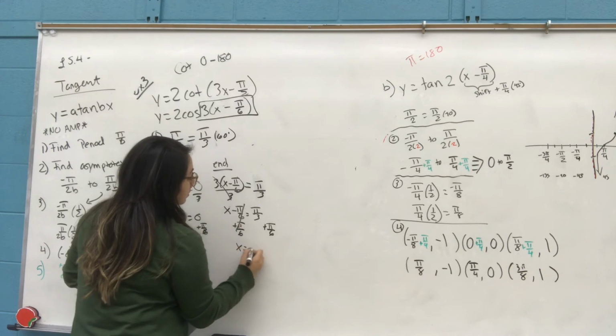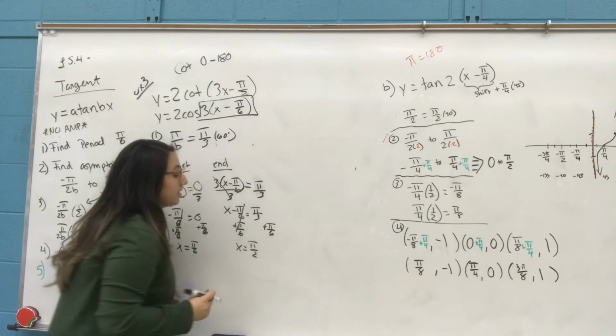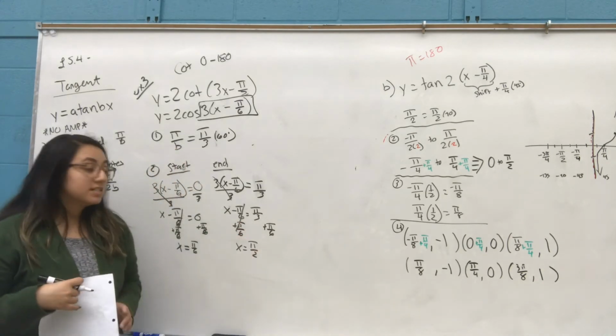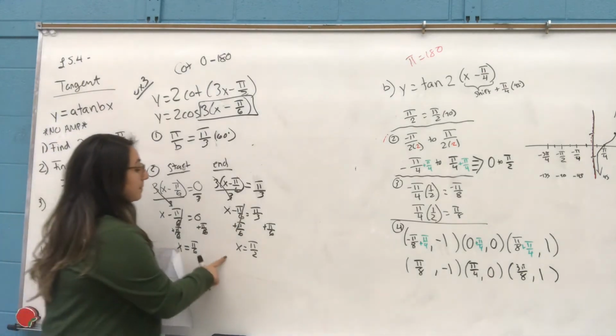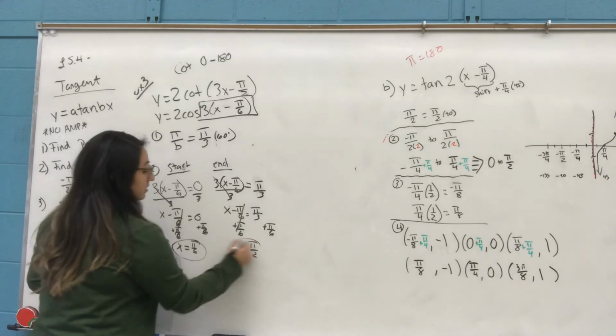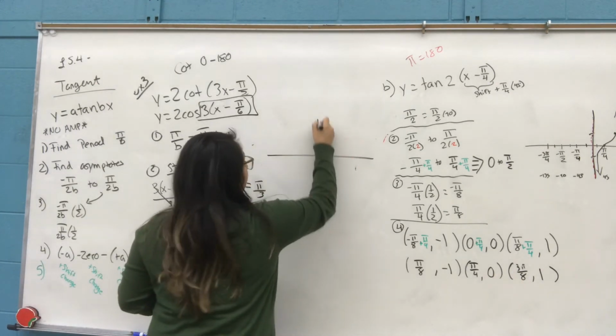And this will give you π/2. π/3 plus π/6. Think of 1/3 plus 1/6 gives you 1/2. Now we go on, this is our starting point, this is our ending point, we go on and graph this.